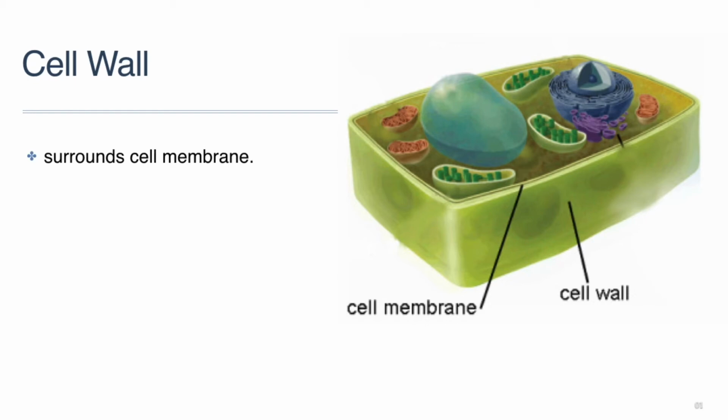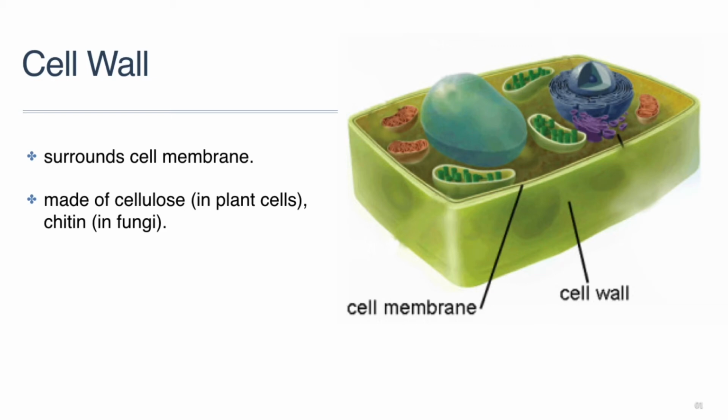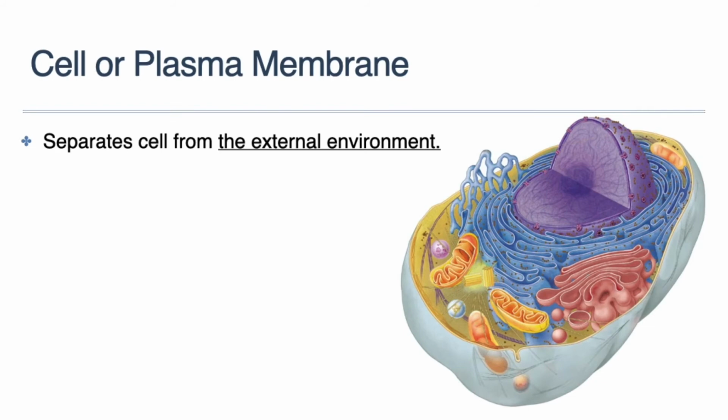The cell wall is a structure made of sugars that surrounds the cell membrane. In plants, it is made out of cellulose, while in fungi, it is made out of chitin. And while the cell wall protects the cells and gives them shape, it also allows a plant to grow to great heights. And finally, let's talk about the cell membrane, also known as the plasma membrane.